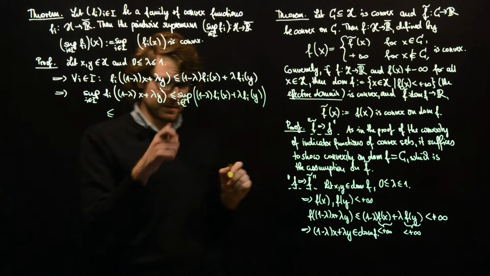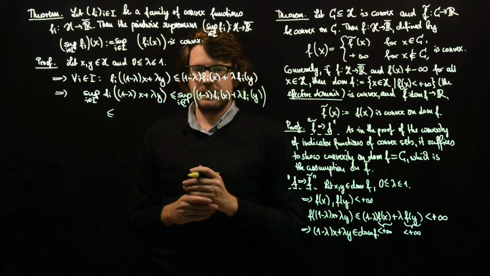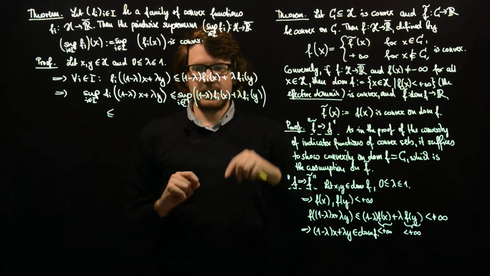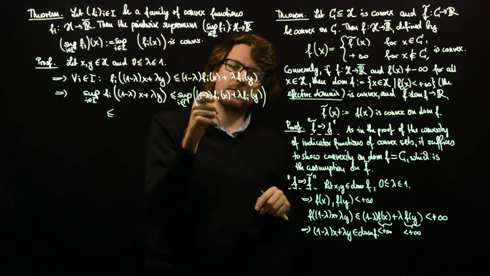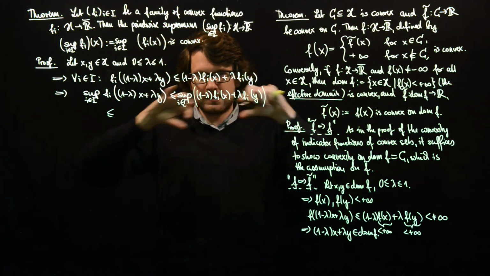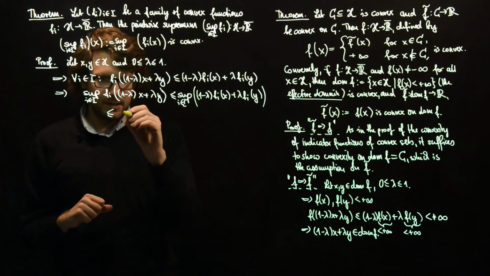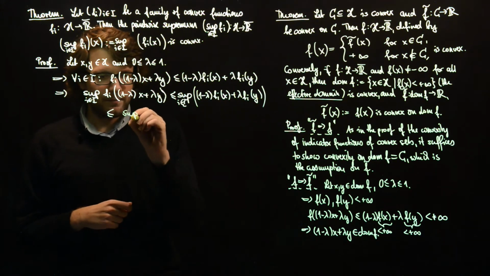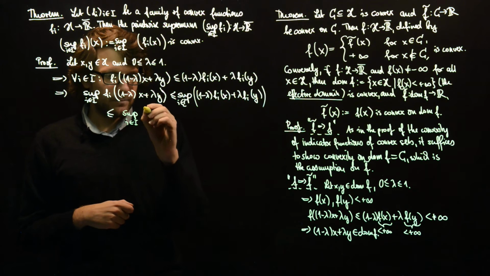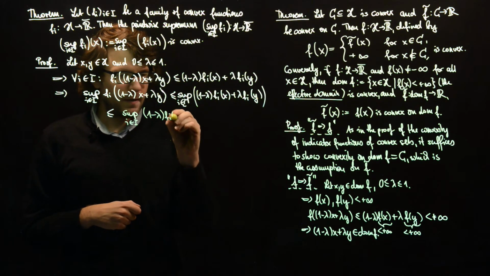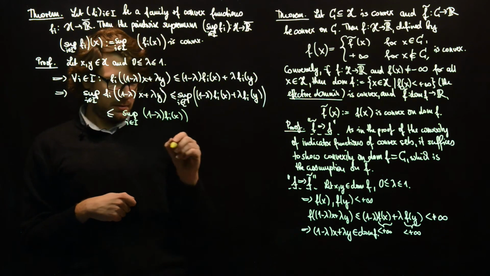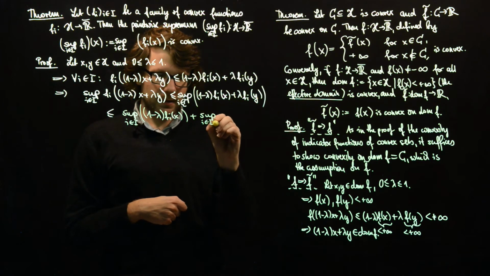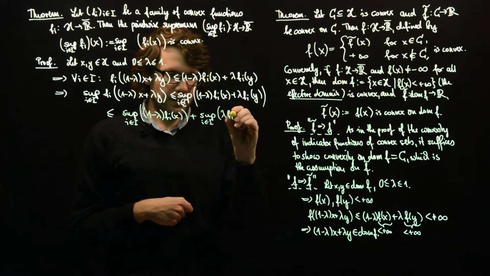Okay. Now for the supremum, if you have a supremum of the sum, then this is always less or equal than if you split up the sum and take the suprema of both summands separately. So what I mean is that you can write less or equal than supremum over i in I of (1 minus lambda) f_i of x, plus supremum over i in I of lambda f_i of y.